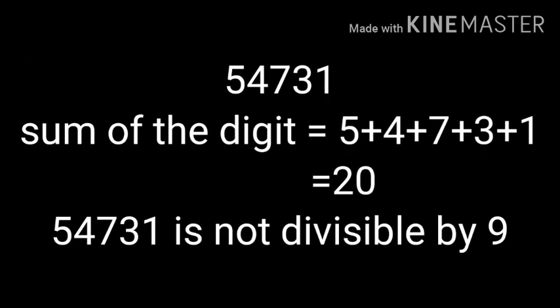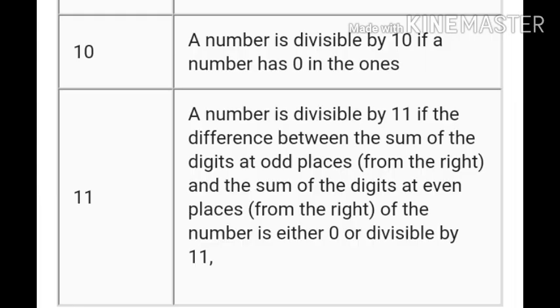Another example, 54,731. Find out the sum of the digits. It is 20. 20 is not divisible by 9. So, the number is not divisible by 9.